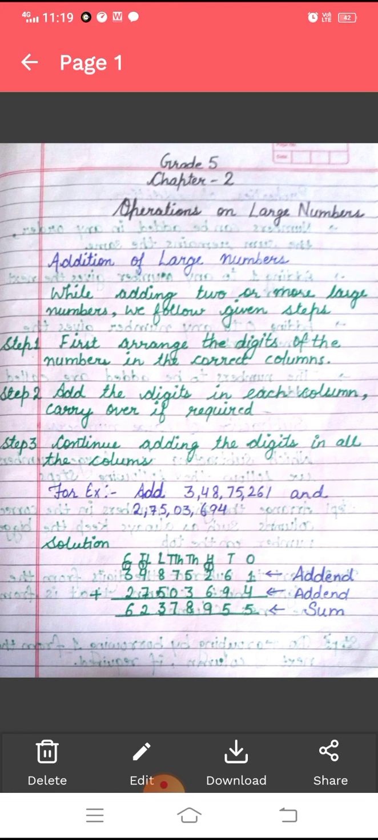In the lakhs column, 8 plus 5 is 13. 3 is written under the lakhs column and 1 is carried over to the ten lakhs column. 1 plus 4 is 5. Then 5 plus 7 is 12. 2 is written here and 1 is carried over to the next column, that is the crore column. 1 plus 3 is 4. 4 plus 2 is 6. So this way our answer will be 6 crore 23 lakh 78,955, and we call it the sum.